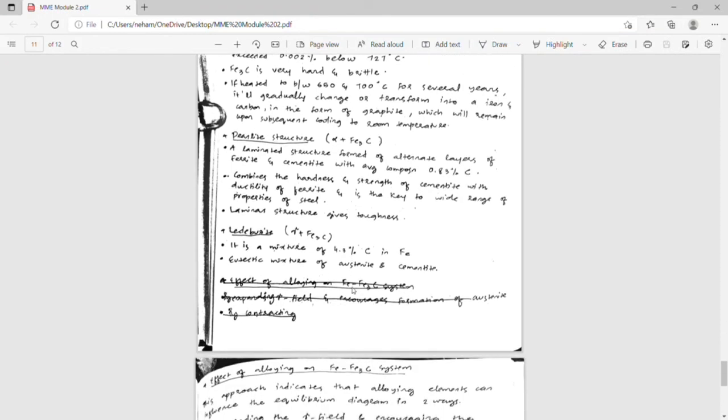Next, pearlite structure. Pearlite structure is formed of alternate layers of ferrite and cementite with average composition of 0.83% carbon. Pearlite structure combines the hardness and strength of cementite with ductility of ferrite and is the key to the wide range of properties of steel. Laminar structure gives toughness. Ledeburite. Ledeburite is a mixture of 4.3% carbon in iron, eutectic mixture of austenite and cementite.